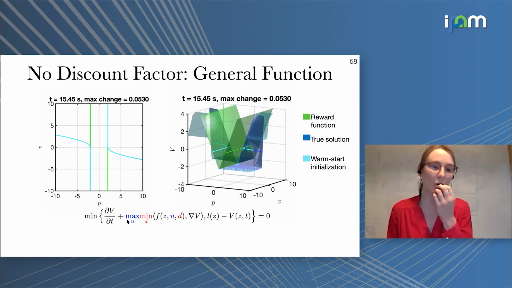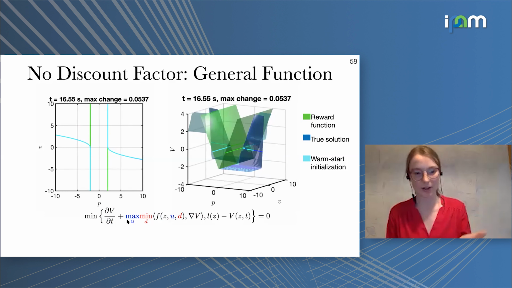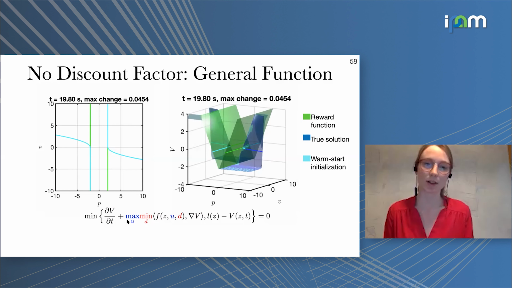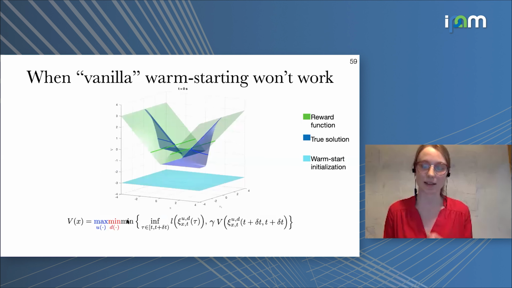So if it works so well, why don't we just use this kind of vanilla implementation of HJ reachability in all cases when we're doing warm starting? When would you ever need to do a discount? Well, there are some cases in which you need to forcibly ensure that a discounting will happen.